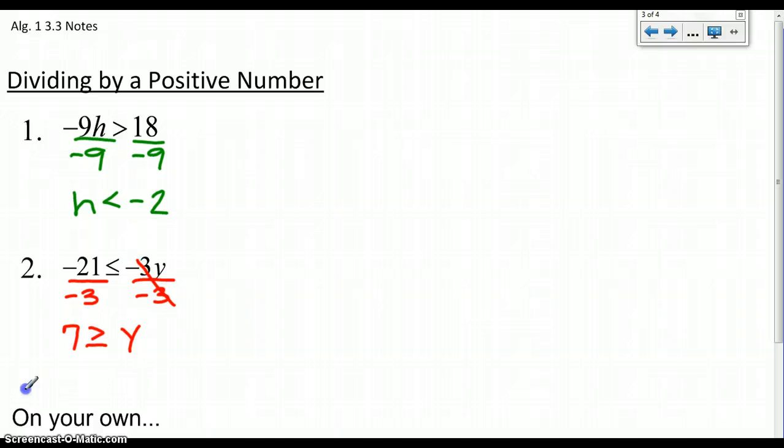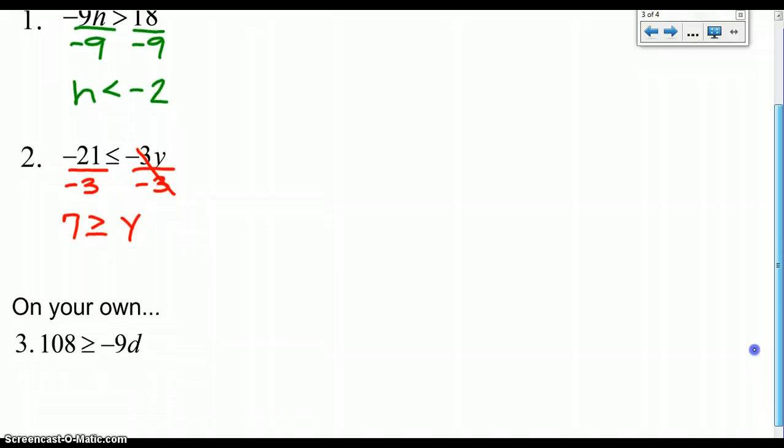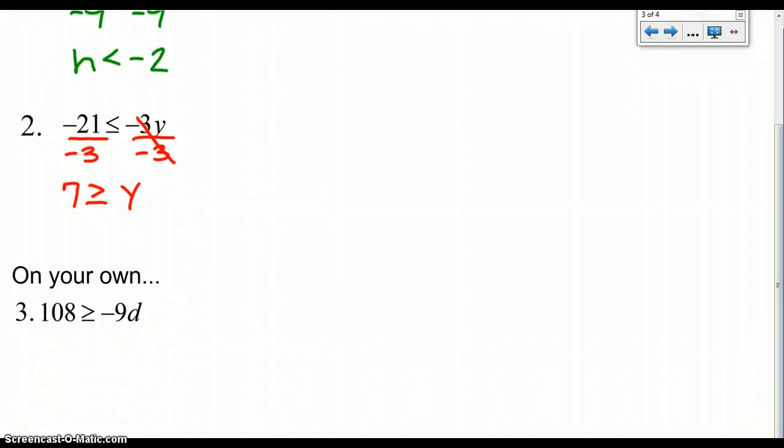I want you guys to pause it again and try number 3 on your own, and then we will come back and make sure you guys got the right answer. Okay, I'm back, and you can see what I did. Just like we did on 1 and 2, we just divided by negative 9 to get d by itself, and then we get negative 12. And since it's dividing by a negative, we have to switch our inequality so we get negative 12 is less than or equal to d.